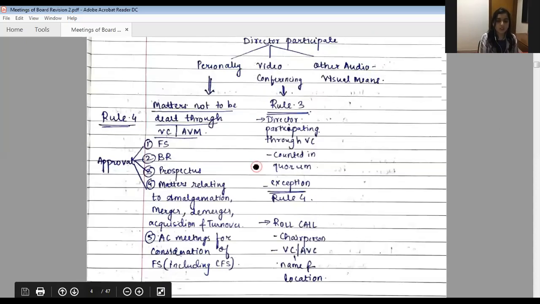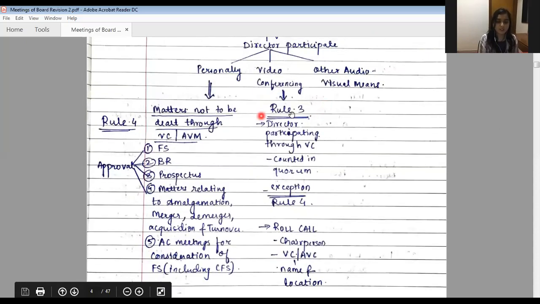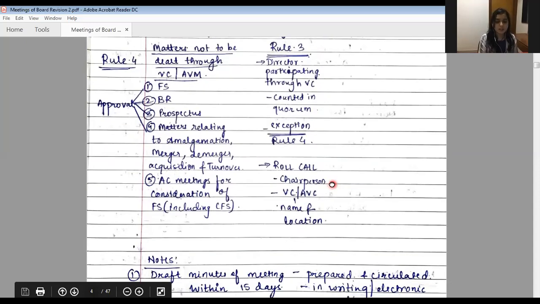Now, in case of video conferencing, Rule 3 states that a director participating through video conferencing is counted in the quorum. But the exception is Rule 4. That is, if the director is participating through video conferencing to vote on these 5 matters which are stated in Rule 4, then he shall not be counted in the quorum.